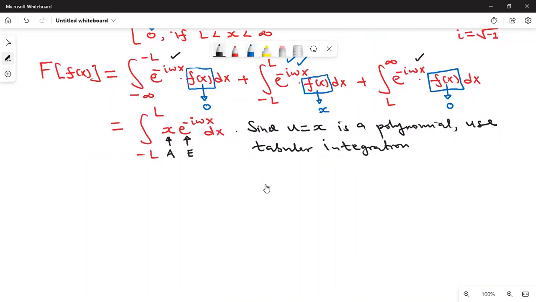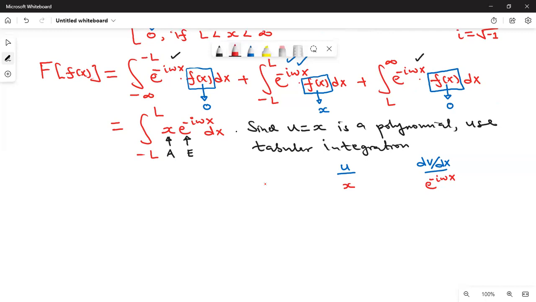So what I'll do here, I'll have a column for u, another column for dv over dx. So what is our u? Our u is x. What is our dv over dx? Everything that is exponential negative I omega x. So we differentiate u while integrating the other one to get v. The first column you differentiate, the second column you integrate.